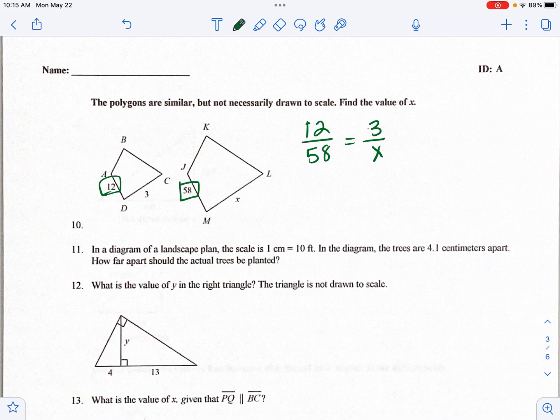So you're going to cross multiply. 12x is 58 times 3, it's 174, and then divide that by 12, and so that missing side is 14.5.